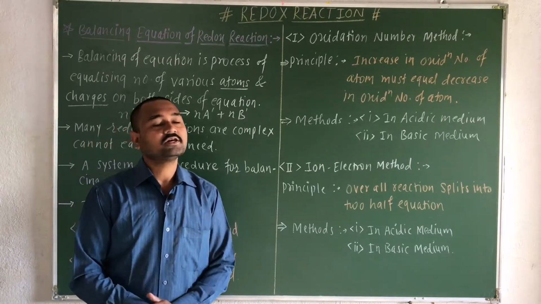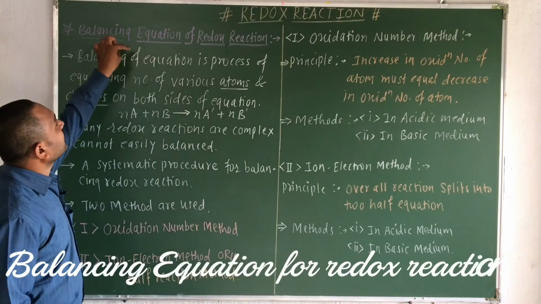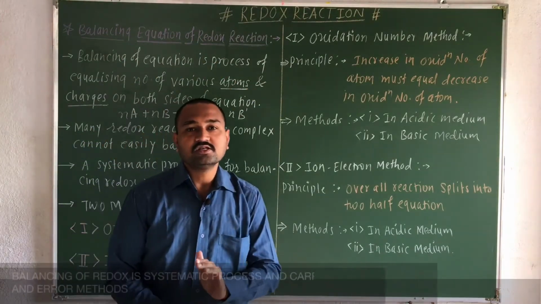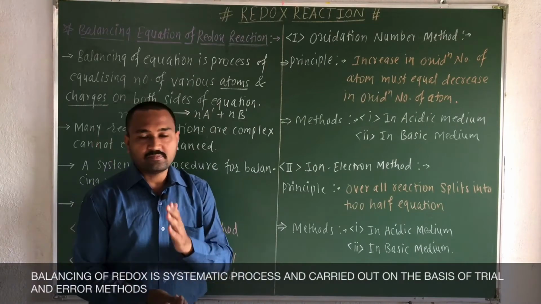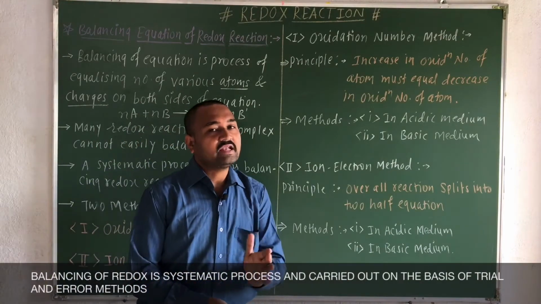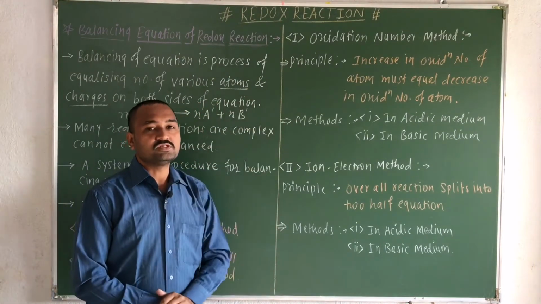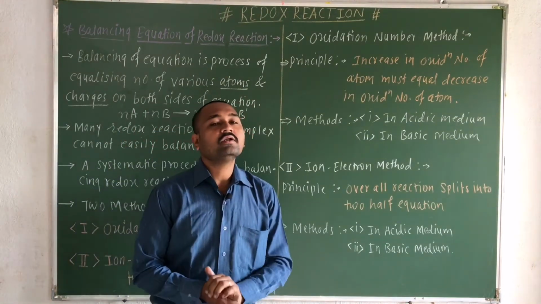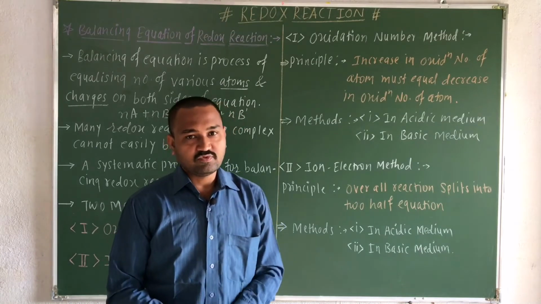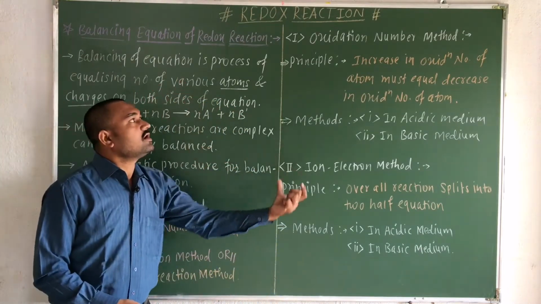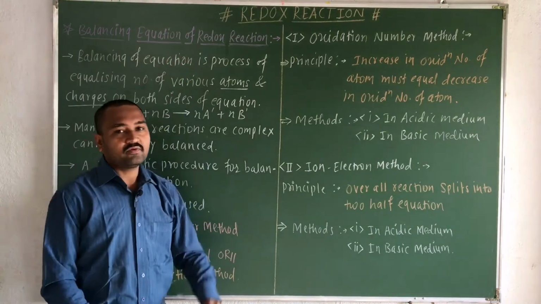So in today's lecture we are going to learn about balancing the equations for the redox reaction. Generally these redox reactions are balanced by using the trial and error method, and we require a systematic procedure. In all previous lectures you have learned about the redox reaction. So now we will just introduce this particular topic.